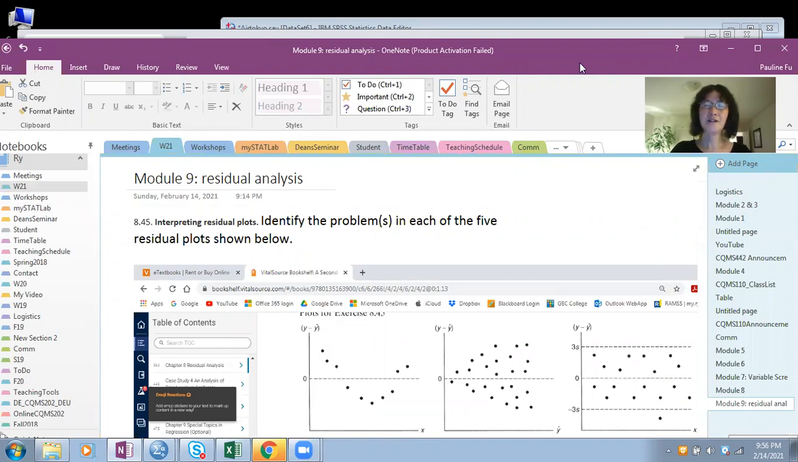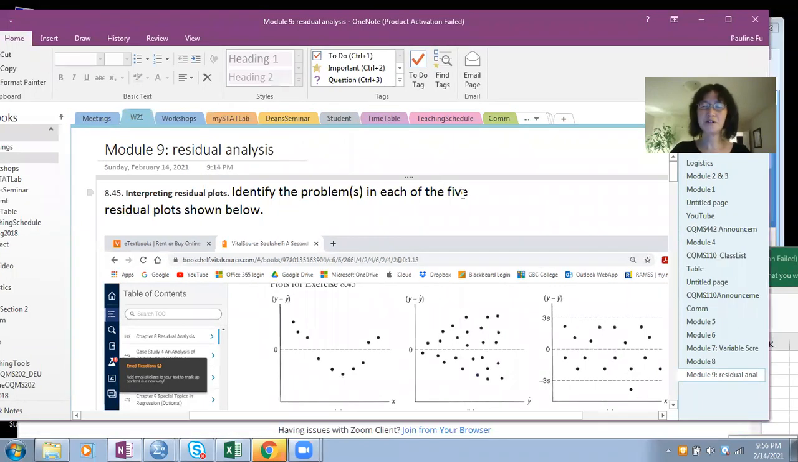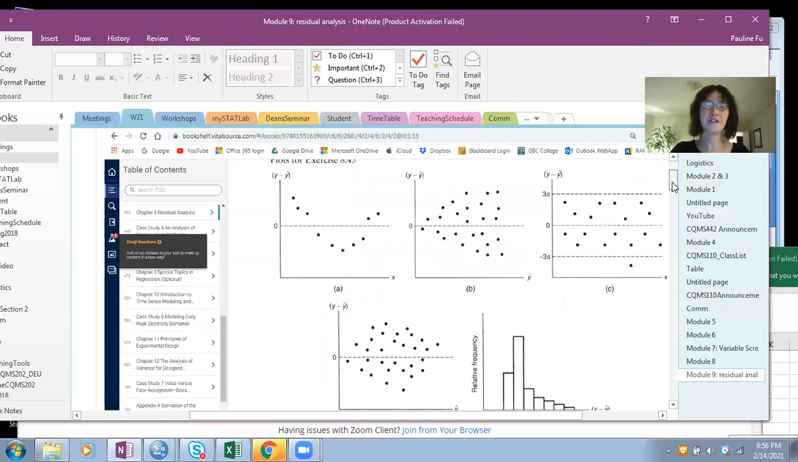In this video, I will go over residue analysis for regression. I will look at the first question. Given the residue plot as below, interpret the residue plots and identify what could be the problems with the model or the regression analysis.